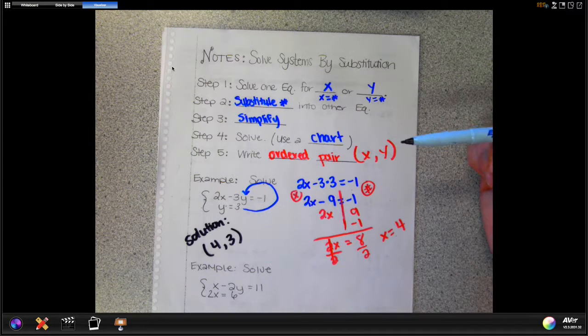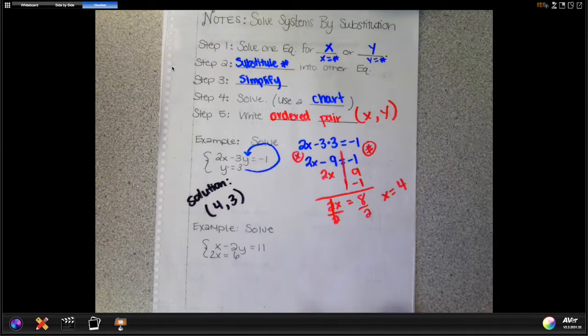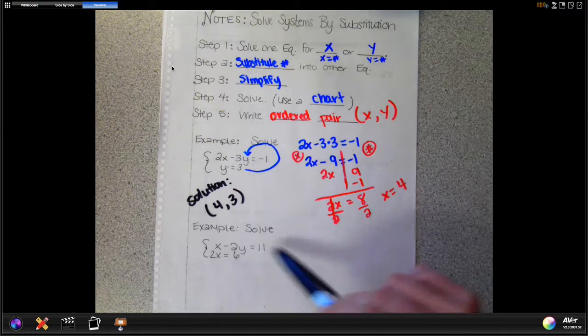So basically, we're just doing the same thing we have been doing, except we are skipping the graphing part. We're just using algebra to figure it out. Okay, let's do another example just to hammer things home. Okay, example 2. Solve this one using algebra.